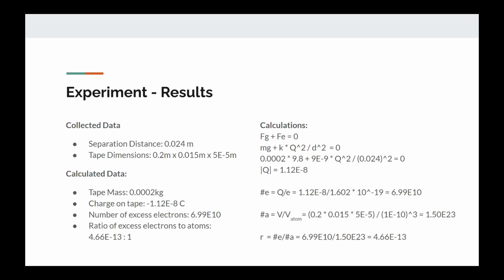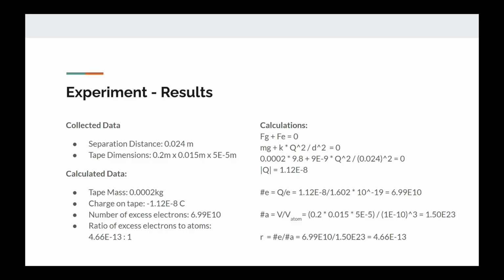Results: the separation distance, that is the distance at which the top tape began getting lifted by the bottom tape, was 0.024 meters, and the tape dimensions were, from the assumptions above, 0.2 meters, 0.015 meters, and 5 × 10^-5 meters. Therefore, calculations can be carried out to determine that the charge, as seen on the right, is 1.12 × 10^-8 coulombs.